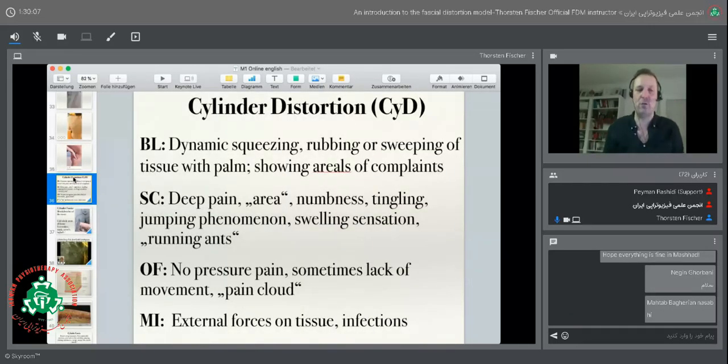So again, for you, the first one is BL, body language. So we have a squeezing of tissue, a rubbing or sweeping of tissue with the palm, or sometimes the patients will show you areas of complaints. So never a spot. SC is subjective complaints. Mostly patients will say it's a pain deep inside, it's an area, a region, and this is not always pain. It can be also, in German, I don't know if you say it in Farsi too, but they say, my arm is sleeping at night, or my hand falls asleep.